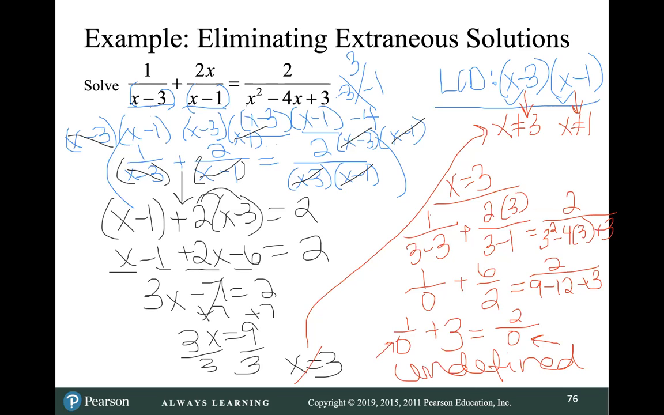Then what is our solution? The answer to this question would be no solution. There is no number that makes this statement true. The other way to write that is the empty set. It's the set with no numbers in it. So it's the set of solutions that is empty. It's the empty set.